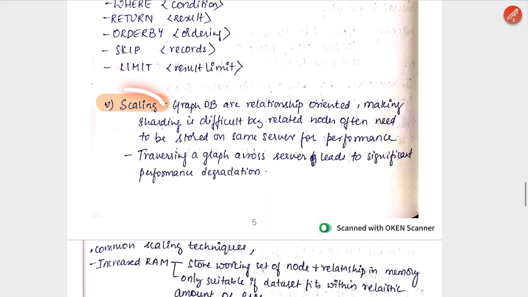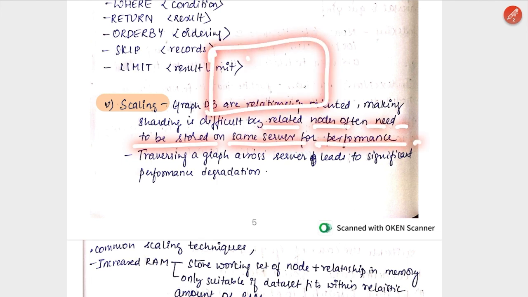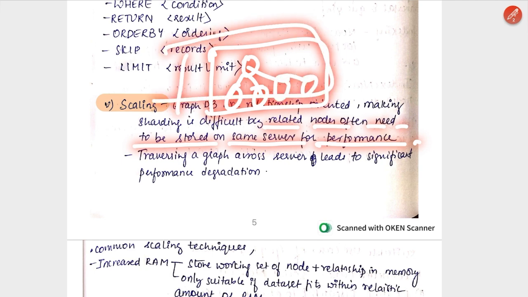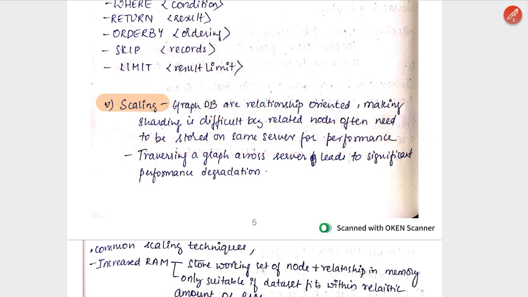So the next topic which we have is scaling. Graph databases are relationship oriented. We have seen what relationship oriented means, right? So sharding is difficult when we are speaking about graph databases, because the nodes often need to be stored on the same server for performance enhancement. So when you are storing the database here, all the nodes should be stored on the same server. If you are storing them on different servers, it can lead to significant performance degradation.